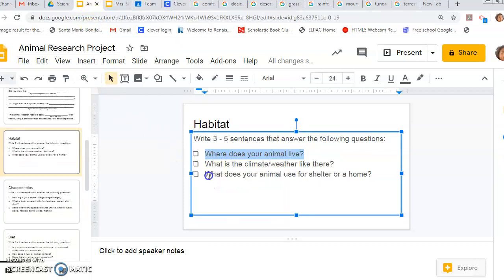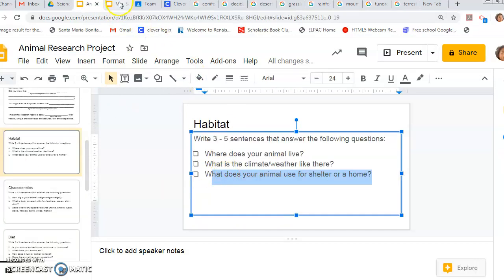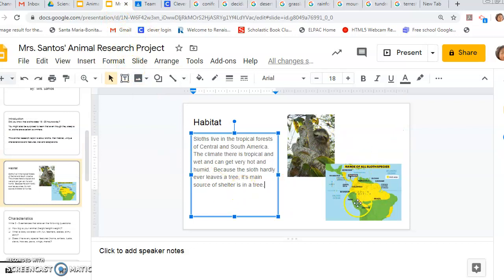And then the last question was, what does your animal use for shelter? Again, I deleted this question so it doesn't show up on my slide, and I wrote, because the sloth hardly ever leaves a tree, its main source of shelter is in a tree. It basically lives there. And so when I finished my writing, I then went to find the pictures. And I really highly recommend that you do that, boys and girls. Answer the questions from the slide first, and then go back and find the cute little pictures.